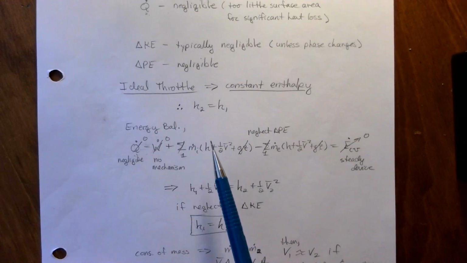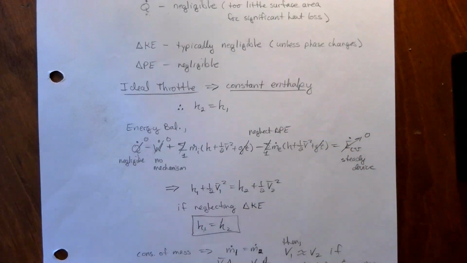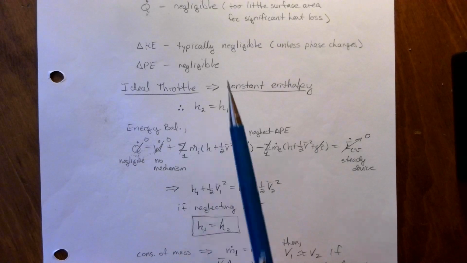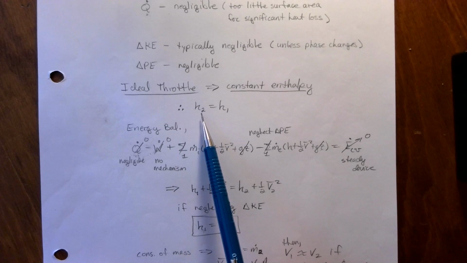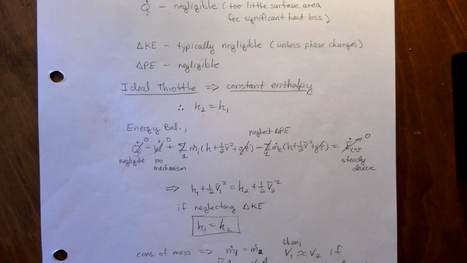Okay, so if we go through an energy balance with all of those assumptions we've made above, neglecting kinetic and potential energy and Q and W, the only thing that's left in the equation is H. So in an ideal throttle, H2 is equal to H1. Ideally, a throttle is a constant enthalpy device. H2 equals H1.